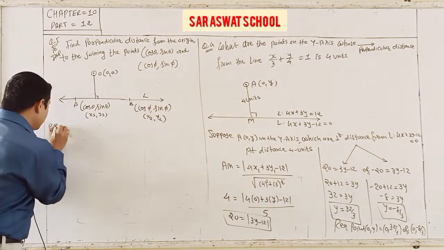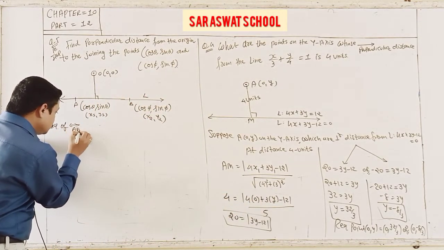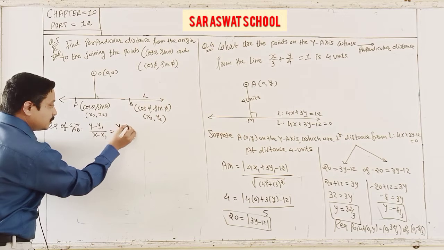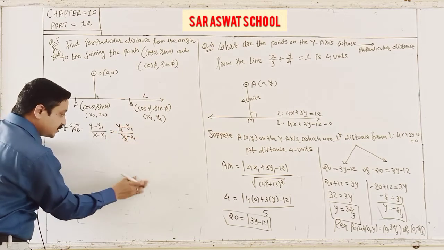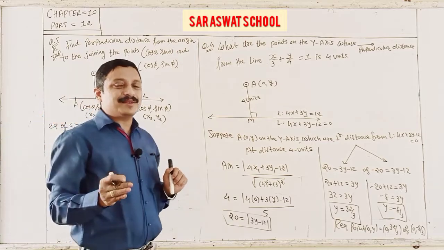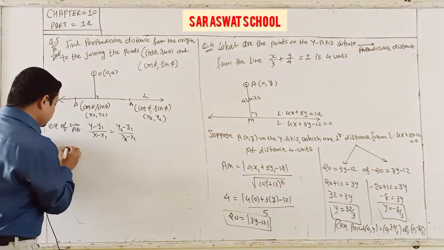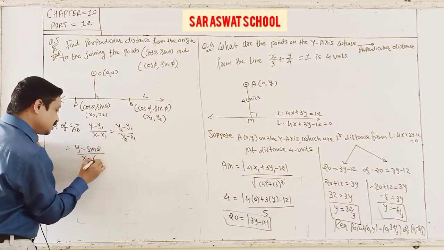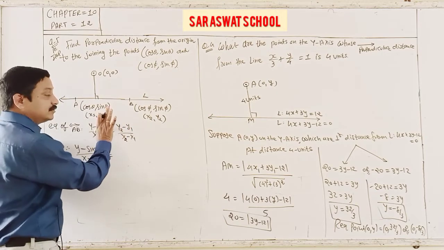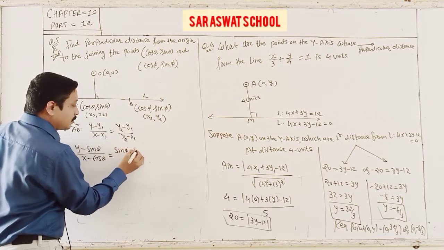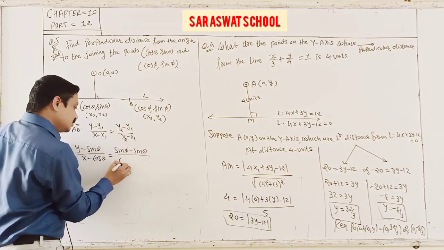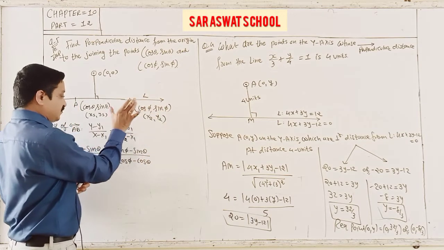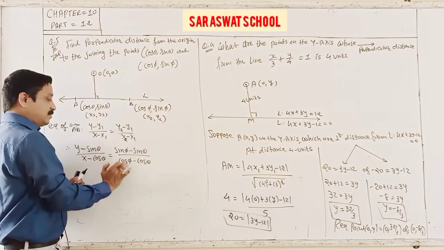So equation of AB line, formula you know: y minus y1 over x minus x1 equals y2 minus y1 by x2 minus x1, and put in your values, simple x1 y1 x2 y2. So students, what's the y1? Sin theta. What is the x1? Cos theta. And here y2 minus y1 means sin phi minus sin theta, x2 minus x1 is cos phi minus cos theta.